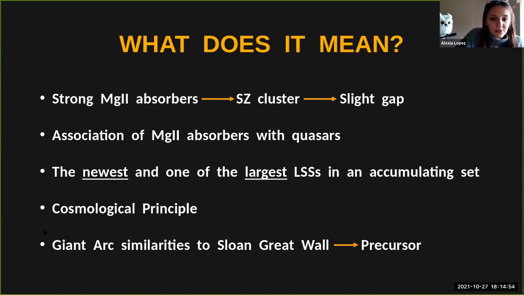And finally, just a little speculative thing here: the giant arc seems to have some similarities to the Sloan Great Wall in that it's thin, it's long, it's filamentary, and possibly the giant arc is actually twice as big as the Sloan Great Wall. Obviously the Sloan Great Wall is in our near redshift universe and the giant arc is at a redshift of 0.8, so possibly the giant arc could be something of a precursor to the Sloan Great Wall, maybe something interesting to look at.